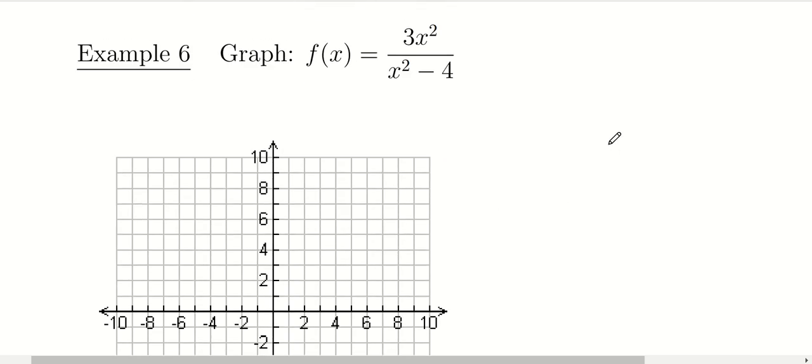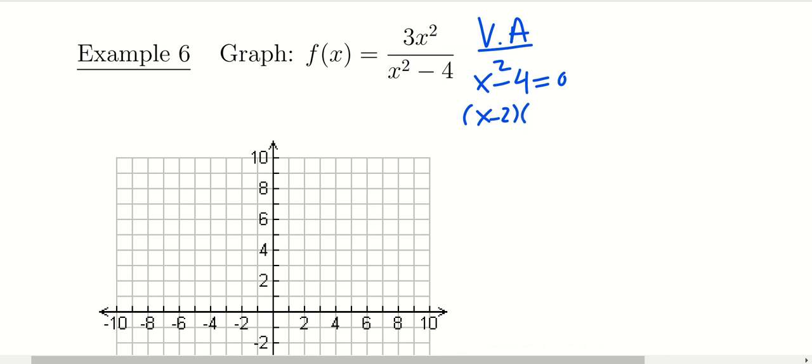Let's do another one of these. In example 6, we want to graph f of x equals 3x squared divided by x squared minus 4. We'll once again begin by finding the vertical asymptotes. We're going to set the denominator equal to 0. I'll factor it this time.